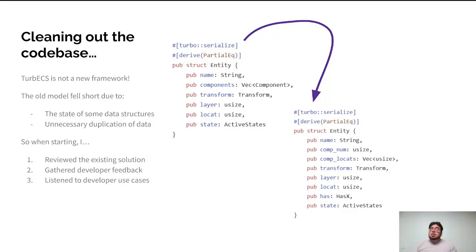However, it's not a new framework, believe it or not. But I wanted to completely revamp it as the old model fell short due to the state of some data structures, which then also led to a lot of unnecessary data duplication. For instance, let's say I wanted to quickly check an entity or make an adjustment to an entity. In some scenarios, what I would then need to do is make a clone of that entity within the game state.